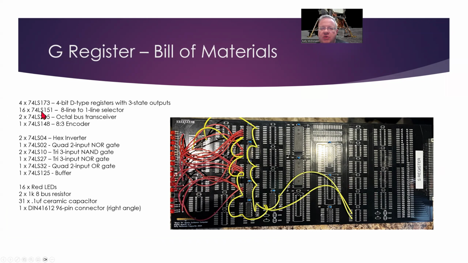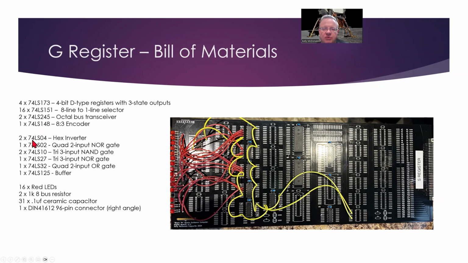And in order to build this, we'll have 4 74LS173. So this is our 4-bit D registers. Of my 16 74LS151, the 8-bit, or basically 8-line to 1 selectors. We'll have 2 octal transceivers that we do on each of our boards for clock and reset, and then one 74LS148. So this is the 8 to 3 encoder that we're going to use to basically select which of the inputs we want to use for our 151s.